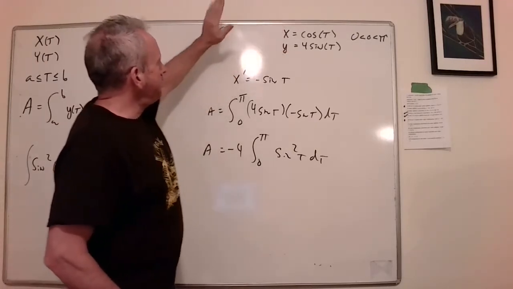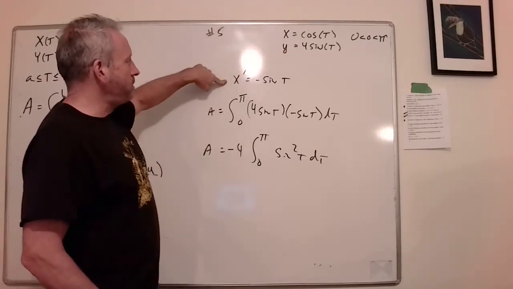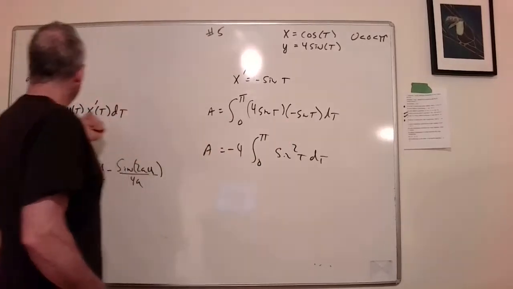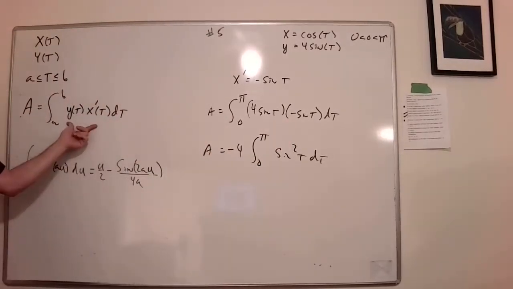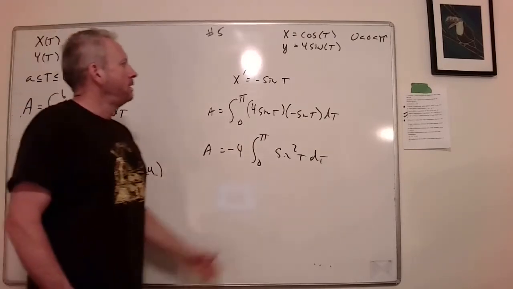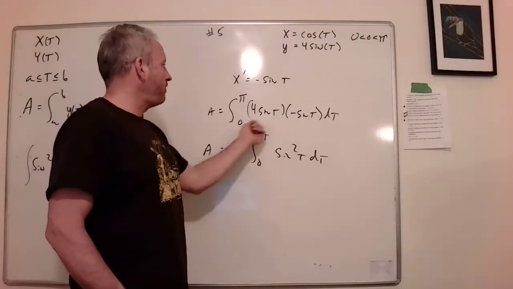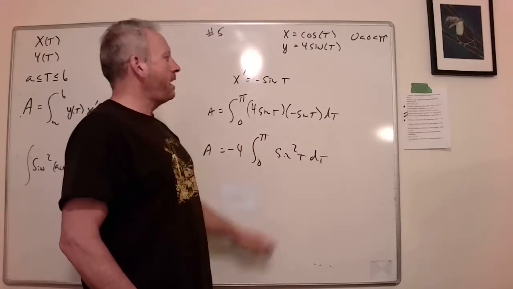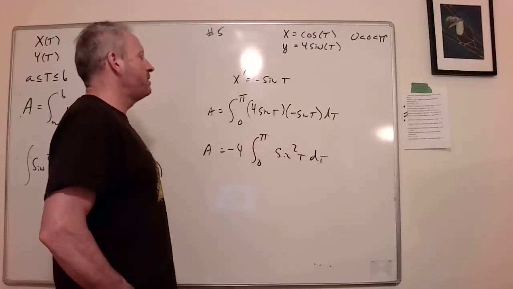Here are the two functions. I took the derivative of x with respect to t. That's straightforward enough. I plug it in here as per the formula. Sine times sine is sine squared. I factor out the -4 just to get it out of the way. And then, kablamo, we're hit with this, which is a non-obvious integral.